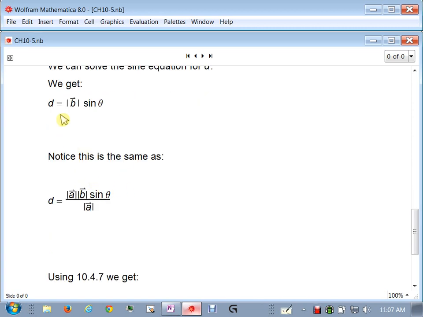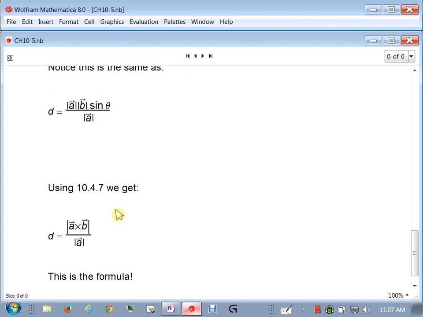Now right here, if you take this and multiply it by 1, using magnitude of A over magnitude of A as 1, I'm introducing this hidden 1. Why would I do that? Because magnitude of A times magnitude of B times sine of the angle between them is what? The cross product, right? The only way that was going to happen is if I introduced the magnitude of A in there. That's why we did it. So this formula reduces to this.